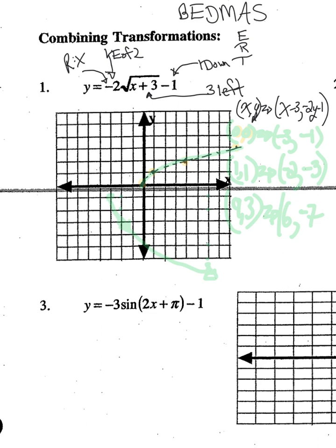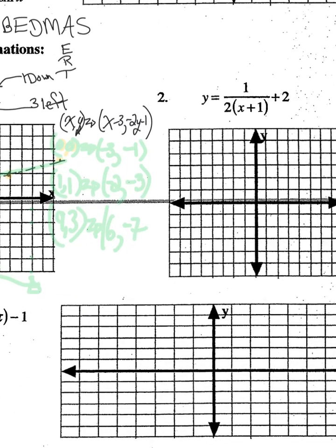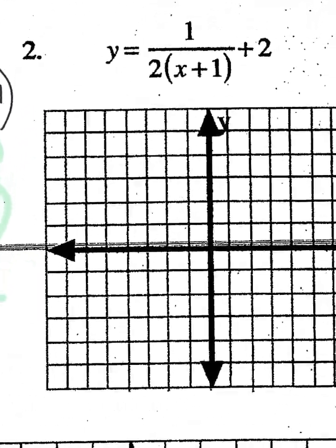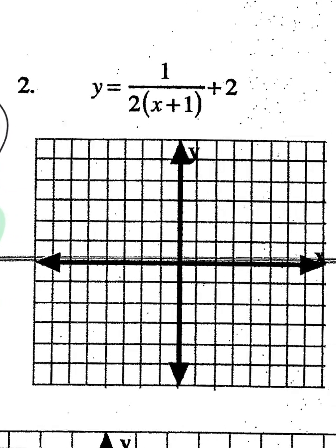So then let's see what happens with a rational function. Okay, so here's our rational function: 1 over 2 times (x plus 1), and then plus 2. Remember what a rational function looks like. It has 2 branches to it. So if I were to graph the function y equals 1 over x, I would have a vertical asymptote where x is equal to 0, and I'm going to get a horizontal one along the x-axis as well.